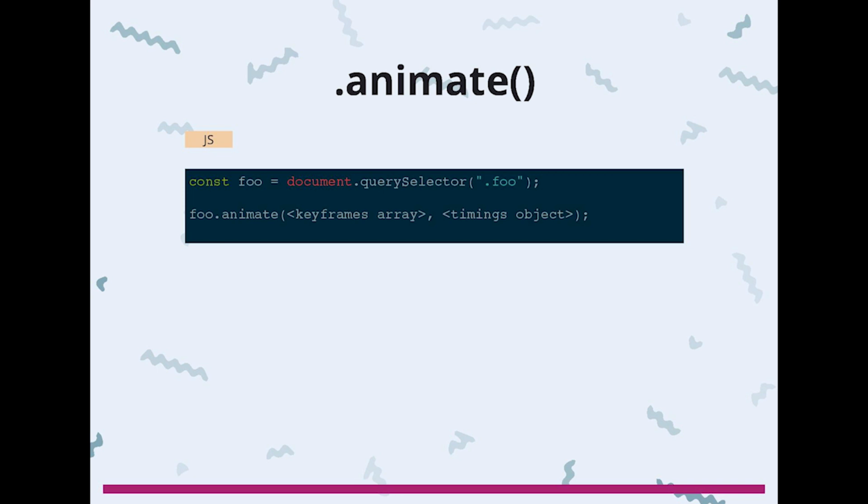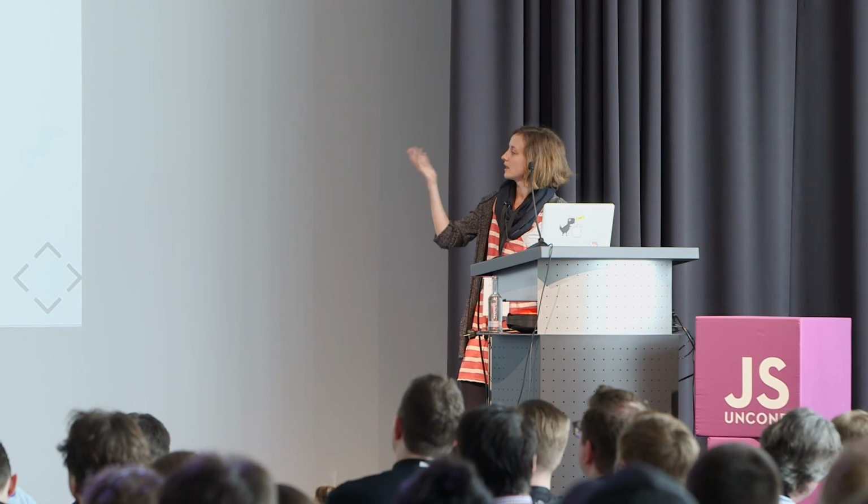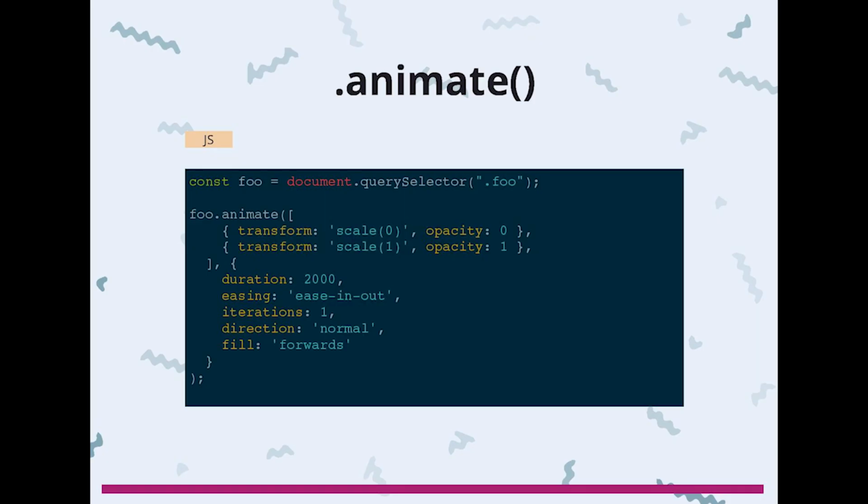You'd have the keyframes and the timings. For example, my object would be scaled to 0 and not visible at 0%, and then at 100% it would be scaled to 1 and visible. So it would fade and scale in. It would take 2 seconds, I have an easing, I would run it once, and the fill forwards is the fill mode. This means after the animation is finished, it's going to stay the way it was animated to and not go back to what it was before.